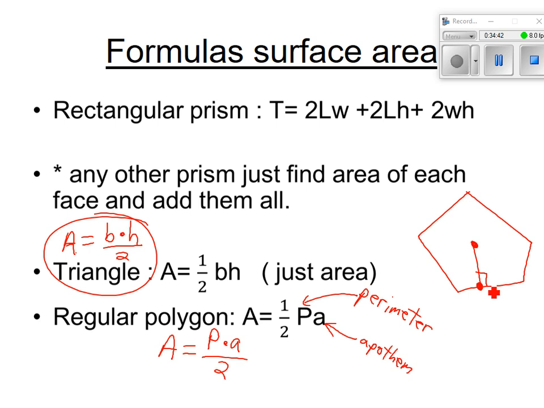So the apothem goes from the center of the shape to the midpoint of one of the sides. It's like the radius. I don't want to say radius, because the radius actually goes from the center to one of the corners. That's a radius. The apothem goes to the midpoint of one of the sides. Any of the sides.